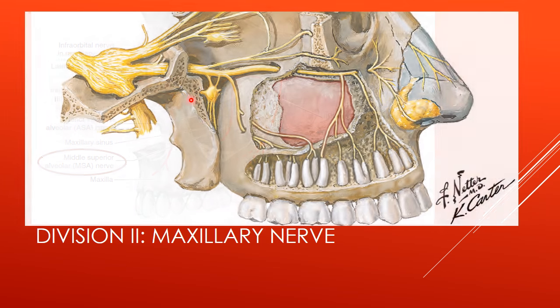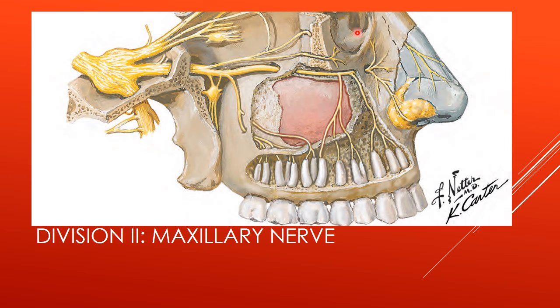MSAN gives off dental branches that enter the premolars and the mesiobuccal root of the maxillary first molars, their supporting alveolar bone, PDL, and facial gingiva, and part of the maxillary sinus. Here is the infraorbital nerve. This is MSAN. This is ASAN. You can see here that MSAN provides innervation to the maxillary premolars, including the mesiobuccal root of the maxillary first molar.